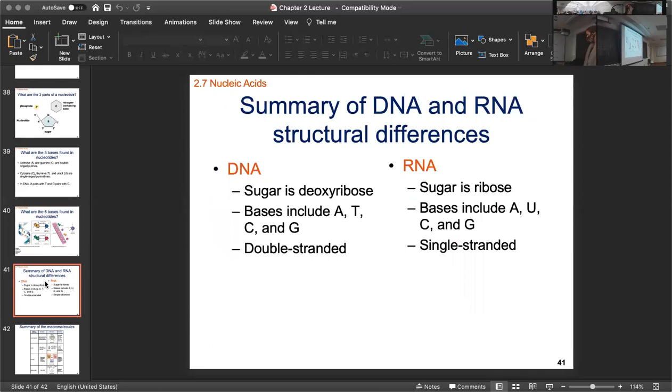All right, here's a summary of what DNA and RNA and kind of what makes them different. So DNA is deoxyribose nucleic acid. That's what DNA stands for. It contains the bases A, T, C, and G. It is double-stranded. RNA is the opposite of DNA in a sense that the sugar is ribose. It's called ribose nucleic acid. That's what RNA stands for. The bases are A, U, C, G, which is different than DNA, and it's single-stranded, while DNA is double-stranded.